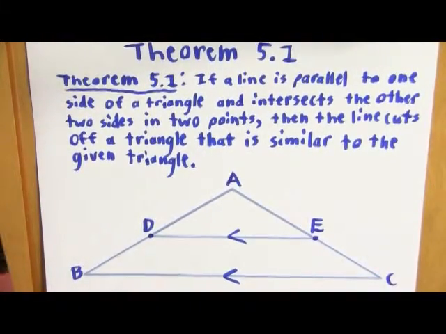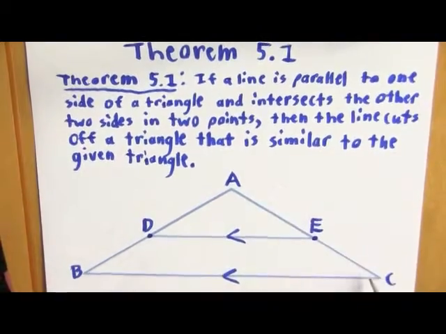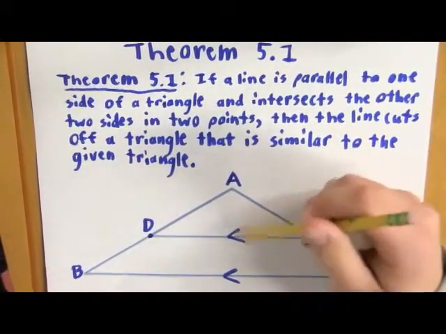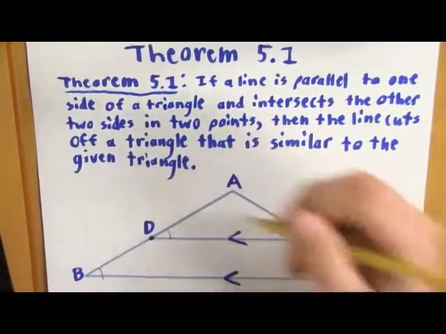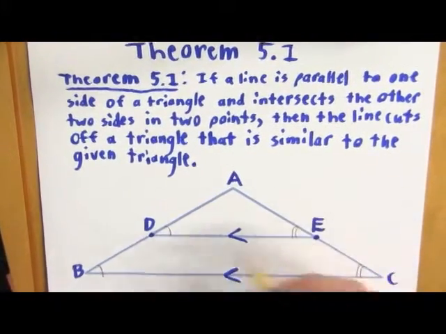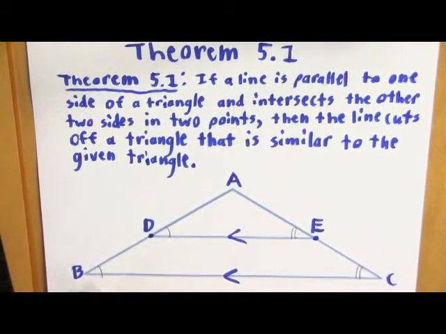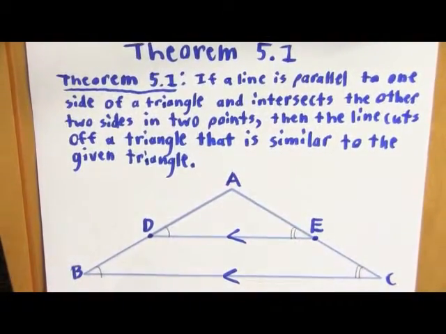So the second and final idea that I'll be discussing with you today is theorem 5.1, the first theorem in chapter 5, which says that if a line is parallel to one side of a triangle and intersects the other 2 sides of the triangle in 2 points, then the line cuts off an additional triangle that is similar to the given triangle. So here we have triangle ABC being cut off by DE, which is parallel to BC, and we know that angle B is congruent to angle ADE, and angle AED is congruent to angle C because parallel lines imply corresponding angles, where AB is the transversal, AC is the transversal here, and obviously the 2 parallel lines DE and BC.